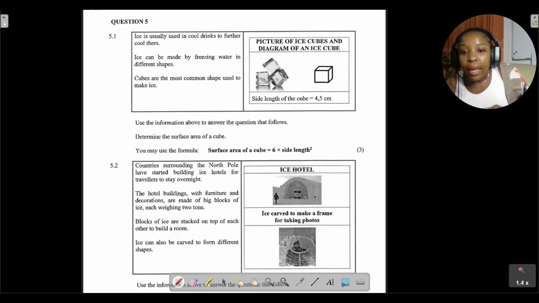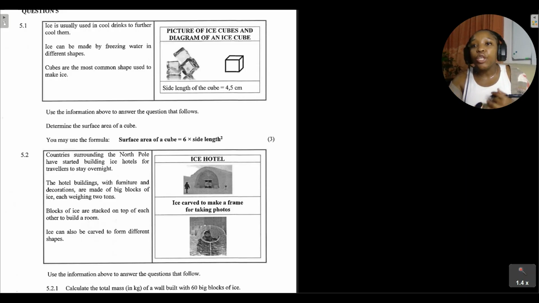Question 5.1 basically says that ice is usually used in cool drinks to further cool them. Ice can be made by freezing water in different shapes. Cubes are the most common shape used to make ice. We're given a picture and diagram of an ice cube, and we are told that the side length of the cube is equal to 4.5 centimeters. Use the information above to answer the questions that follow. Determine the surface area of the cube, and you may use the formula.